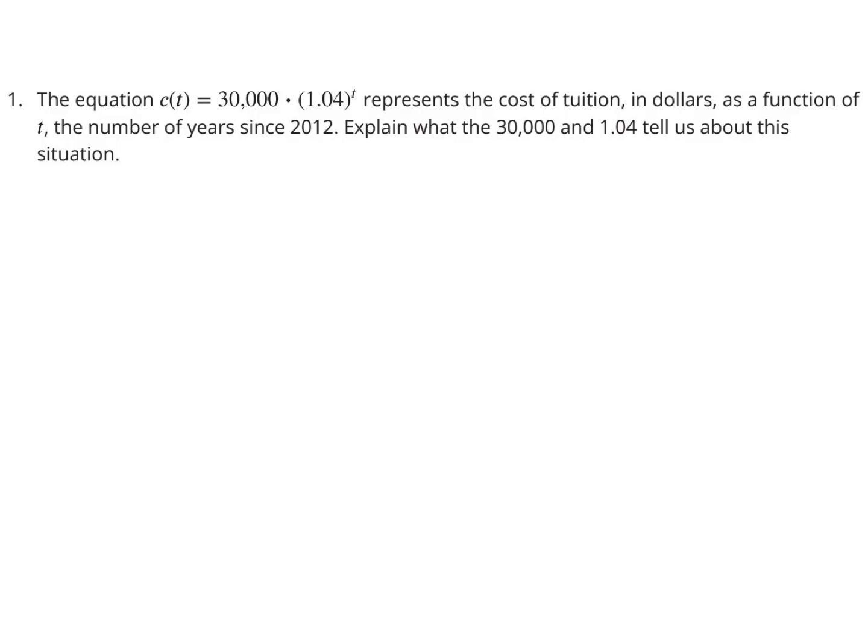So we wrote the equation. So the 30,000 is our A. It's our start point in 2012, which equals 100% because our start is 100%. What does 1.04 tell us? That's the growth rate.